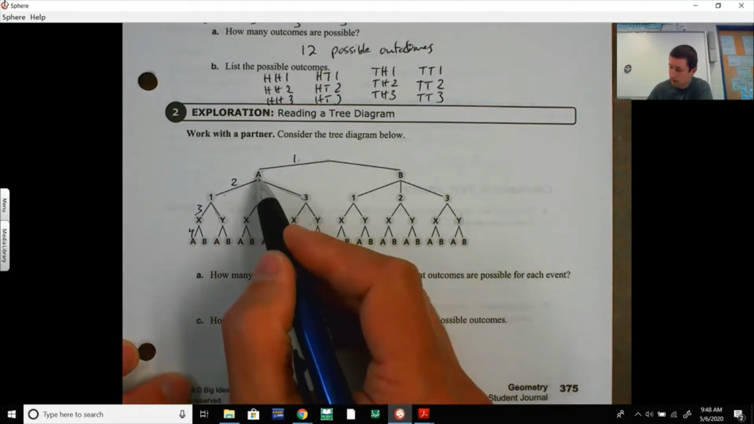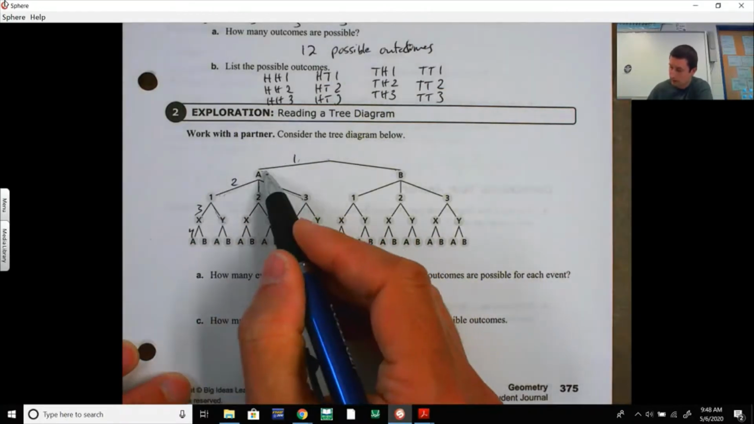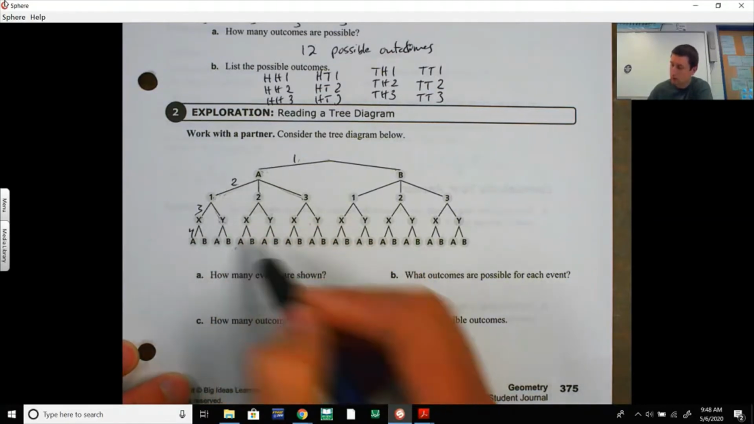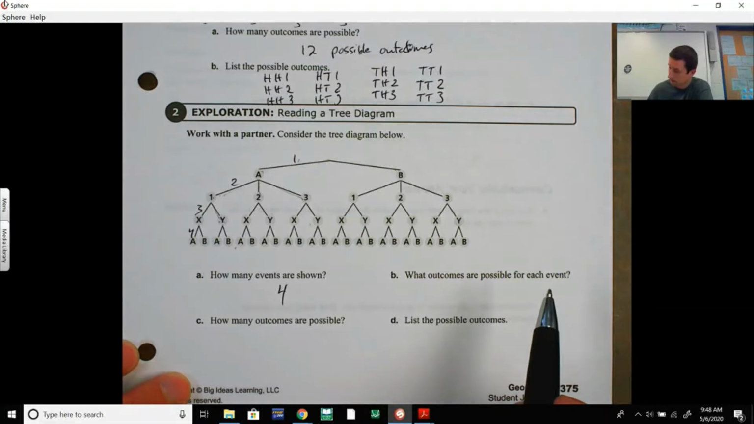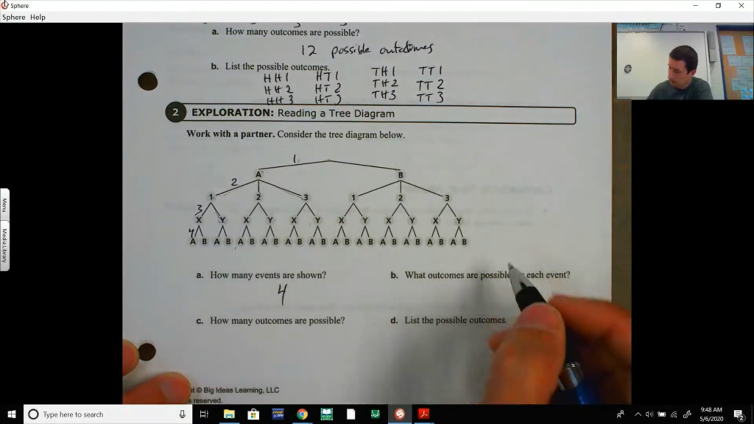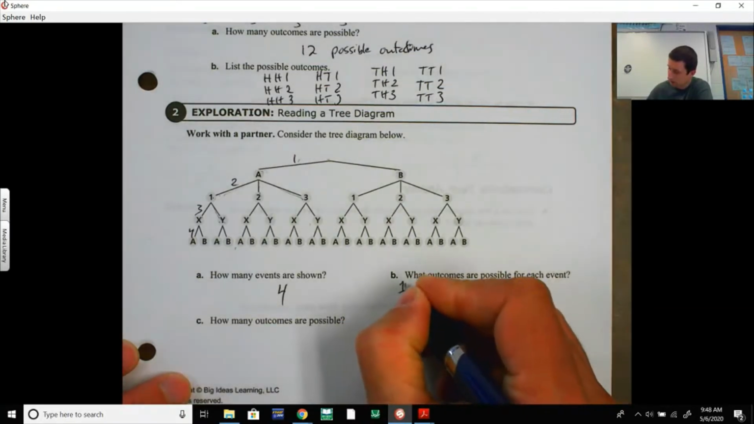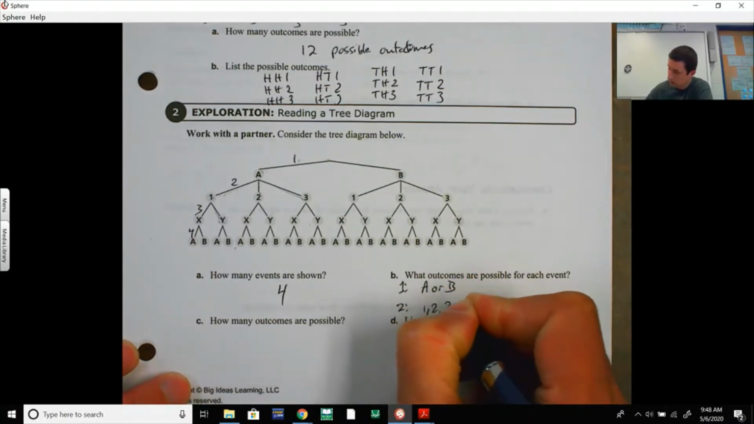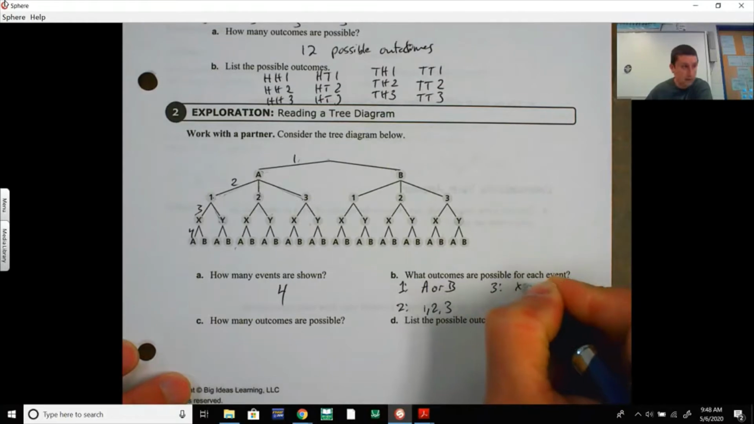Well, you could have A1XA, A1XB, A1YA, A1YB, all of those. So A and B would be your first outcome, A or B. For your second event, you could have 1, 2, or 3. For your third event, you could have X and Y.